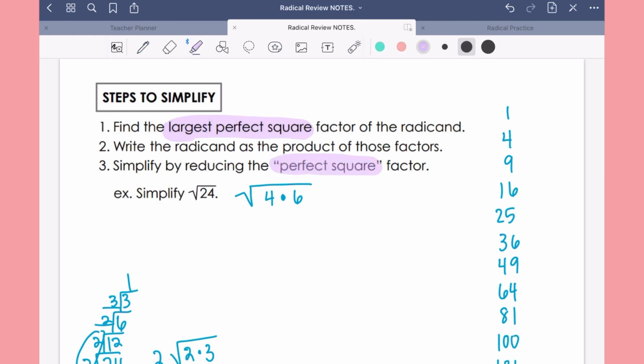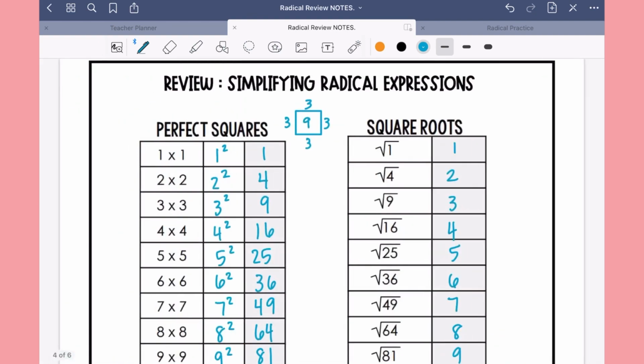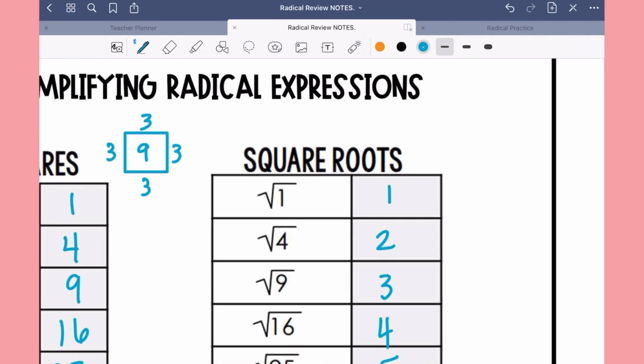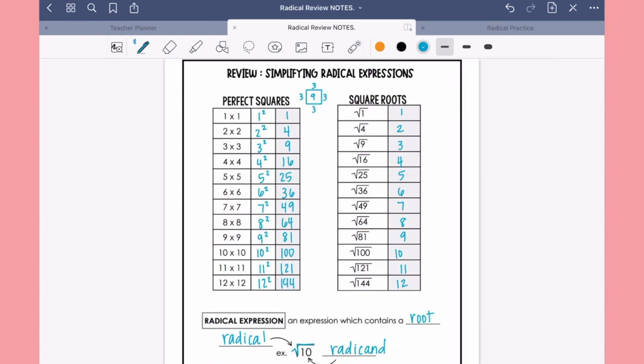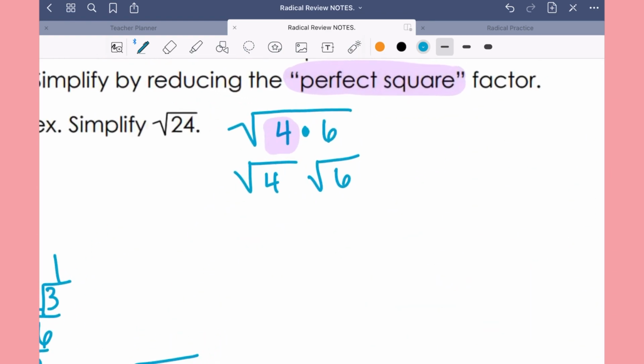And then the next step we want to do is simplify by reducing that perfect square that we found. Who is the perfect square? The perfect square here is 4. So we want to separate the radicals, because we can do that since they're both under the radical. They're both square roots. And then we want to simplify that perfect square. What is the square root of 4? If you want to go back to the front, we had it right here. The square root of 4 is 2.